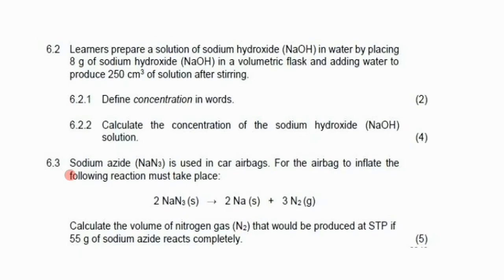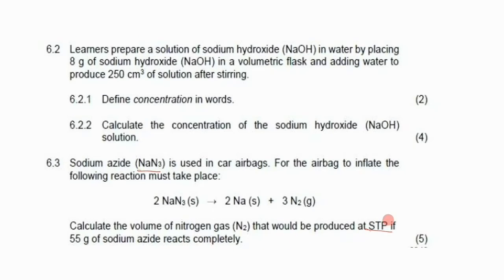Okay, so now let's look at 6.3. It says sodium azide, which we are given the chemical formula here, is used in car airbags. For the airbag to inflate, the following reaction must take place. So the sodium azide must decompose, or break down, to sodium and nitrogen gas. Then here we have: calculate the volume of nitrogen gas that will be produced at STP if 55 gram of sodium azide reacts completely.